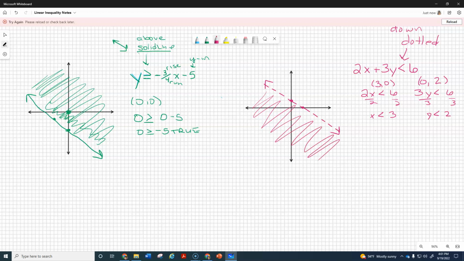And I'm going to do a test point just to make sure. I'm going to plug in the point 0, 0. You plug in 0 right here, you get 0. You plug in 0 right here, you get 0. And 0 plus 0 is 0. 0 is less than 6. That's a true statement. So that means I have correctly shaded the section that includes the point 0, 0. So I was correct in predicting that I shade down.